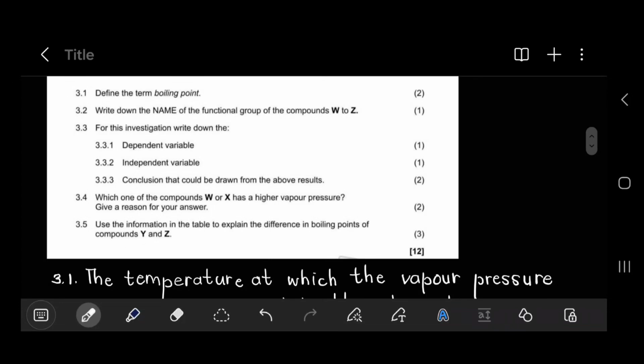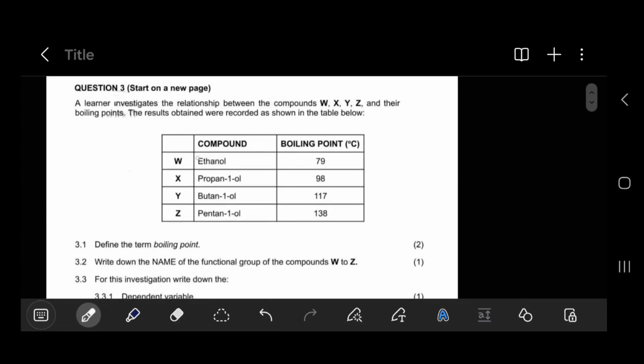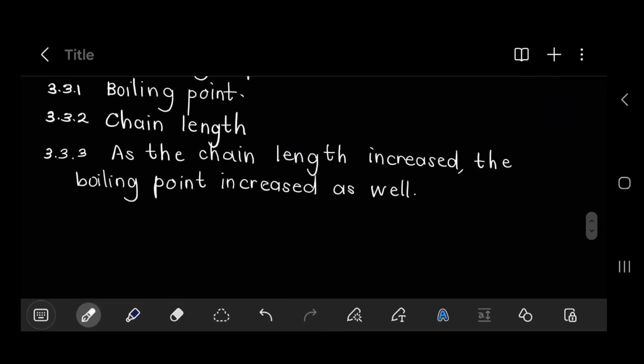3.4 says, which one of the compounds W or X has a higher vapor pressure? Give a reason for your answer. Now you guys must remember, vapor pressure and boiling point are inversely proportional. So if you're looking for the compound with the highest vapor pressure, it would be the compound with the lowest boiling point. So from our table, the compound with the lowest boiling point is ethanol. So 3.4 is W, which is ethanol. And your reason is going to be that it has the lowest boiling point.